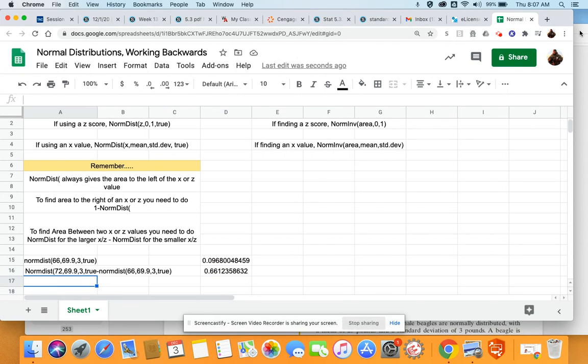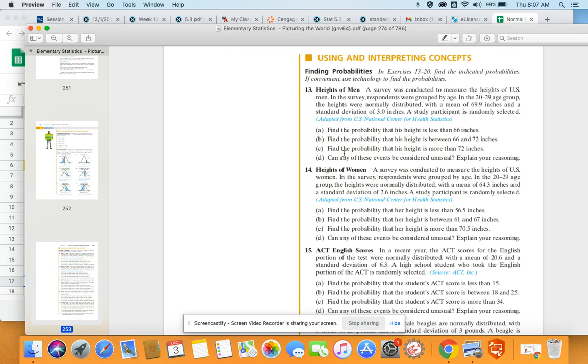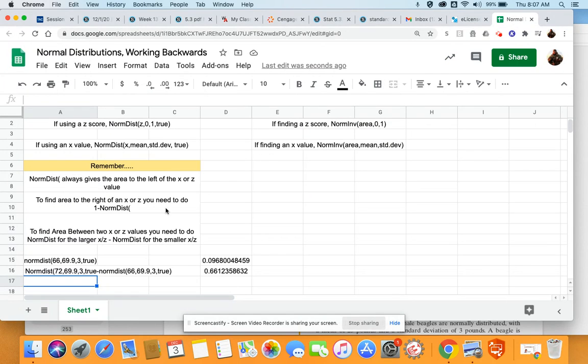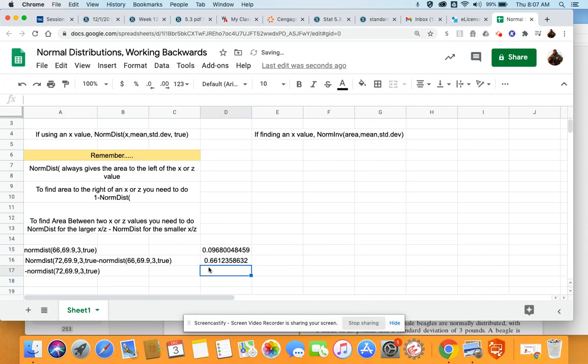Last question says, find the probability that the height is more than 72 inches. This is a greater than or a to the right question. So in this case, we're going to have to just do 1 minus normal distribution, 72, comma mean, comma standard deviation, and the word true. Close our parentheses, and that's what we'll need to input here.